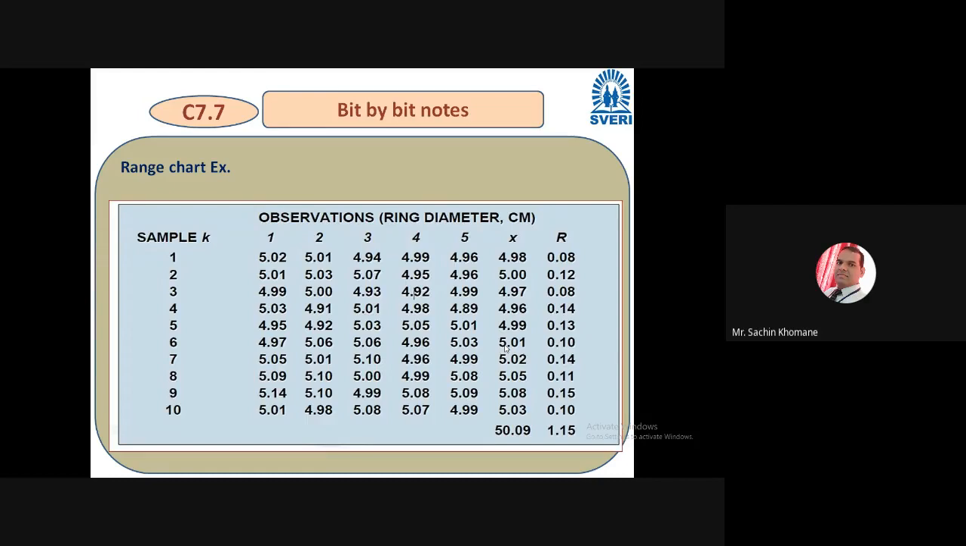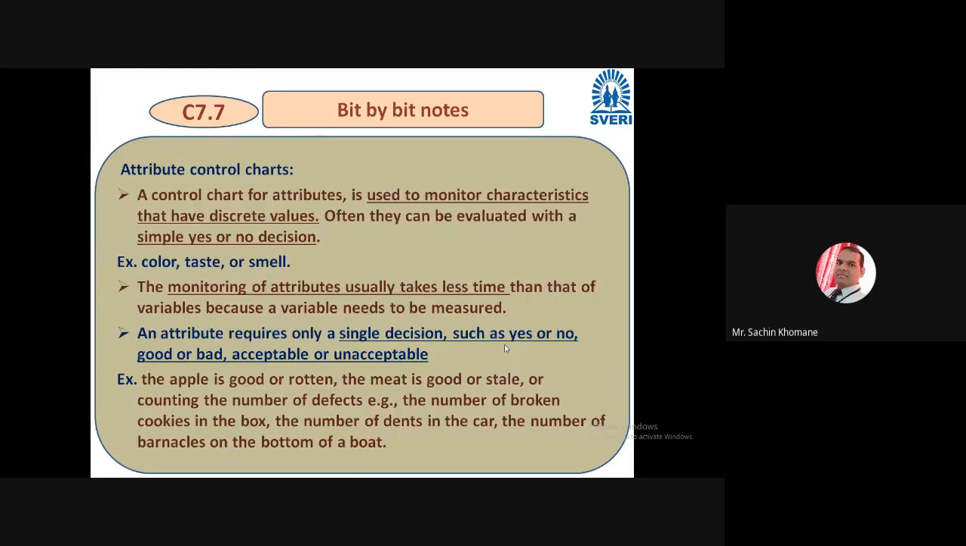Now our chart data collection format is in this way. Now, attribute control chart. We have seen two variable control charts, that is the X chart and R chart. So now the next chart is the attribute control chart. A control chart for attributes is used to monitor characteristics that have discrete values. Often they can be evaluated with a simple yes or no decision.